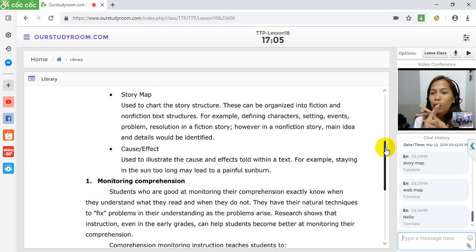Pre-reading, that is the warm-up, means you have to give questions that are related to the story you are going to read. Or maybe you can give them vocabulary words that are found in the story, words that are difficult for your students to understand. So you can give it in your pre-reading.